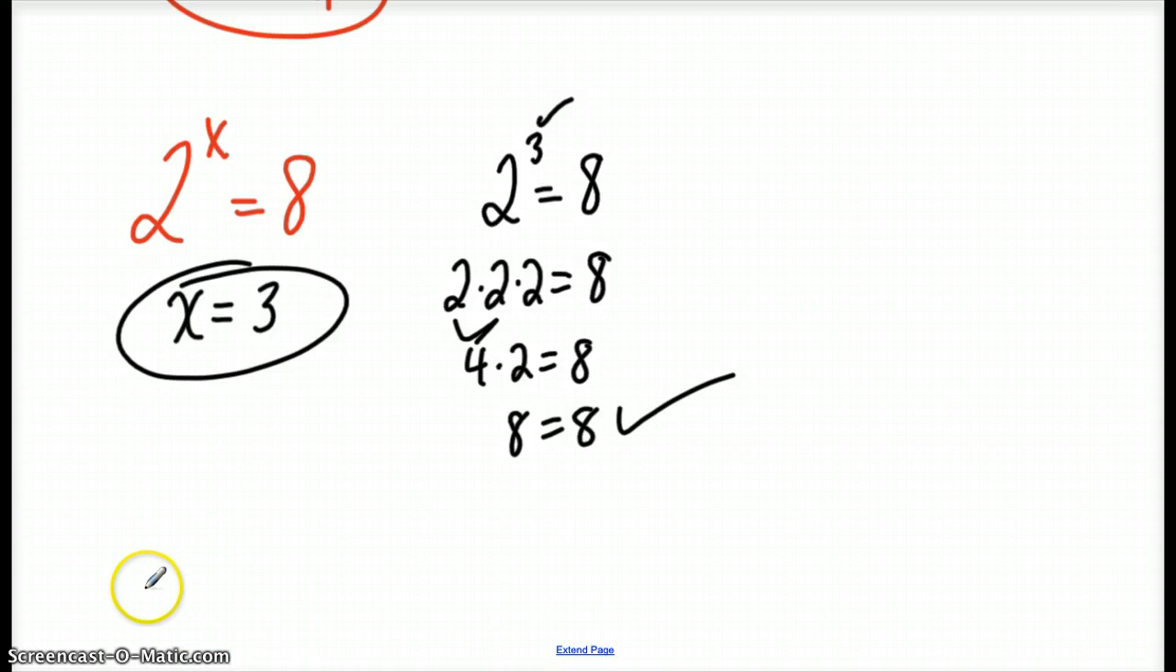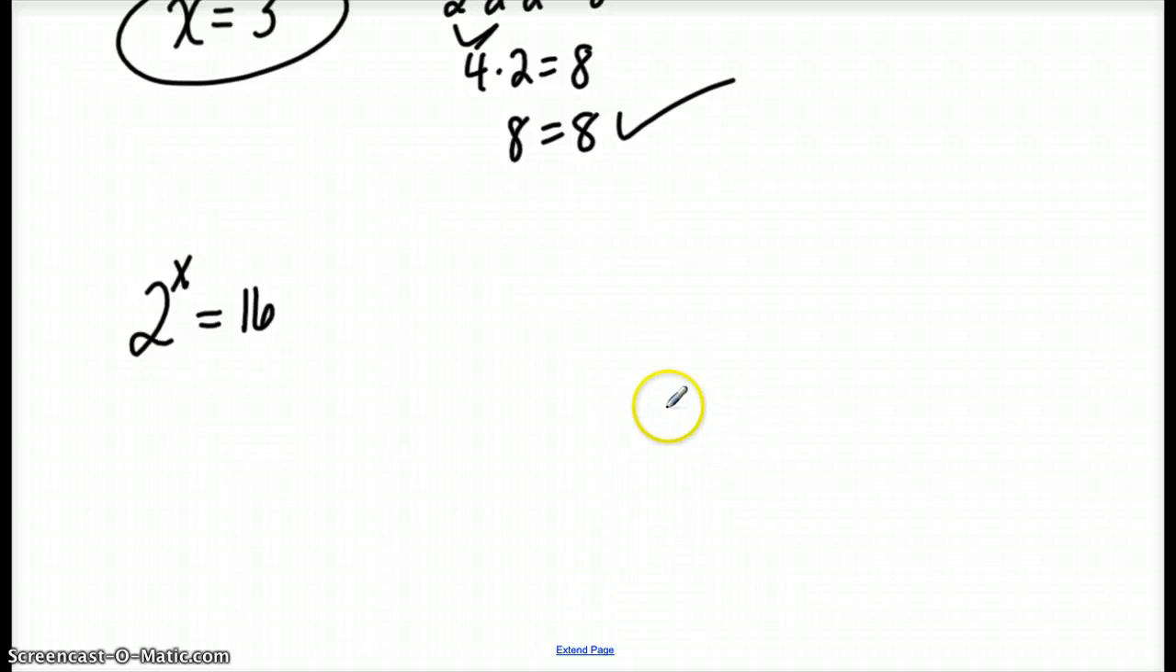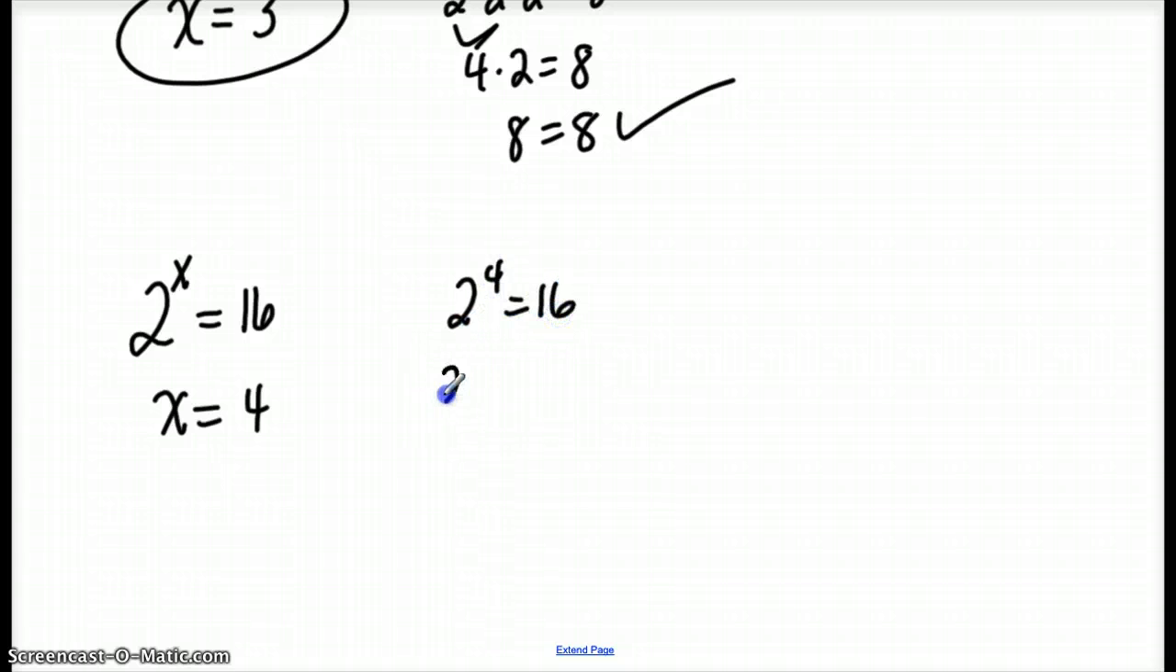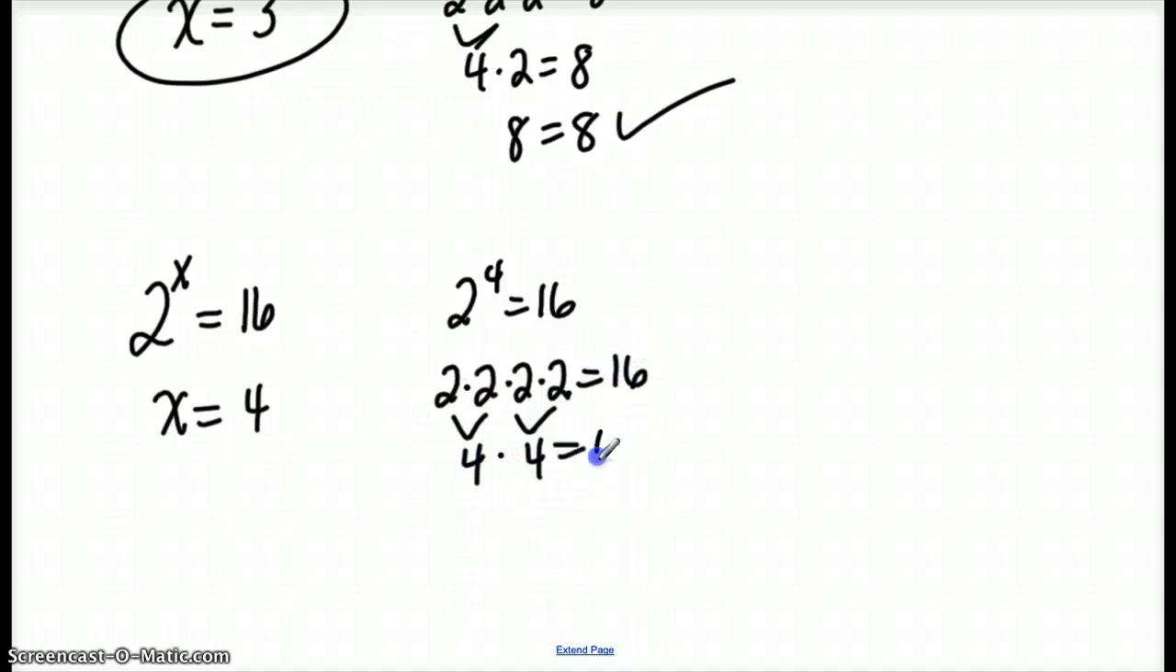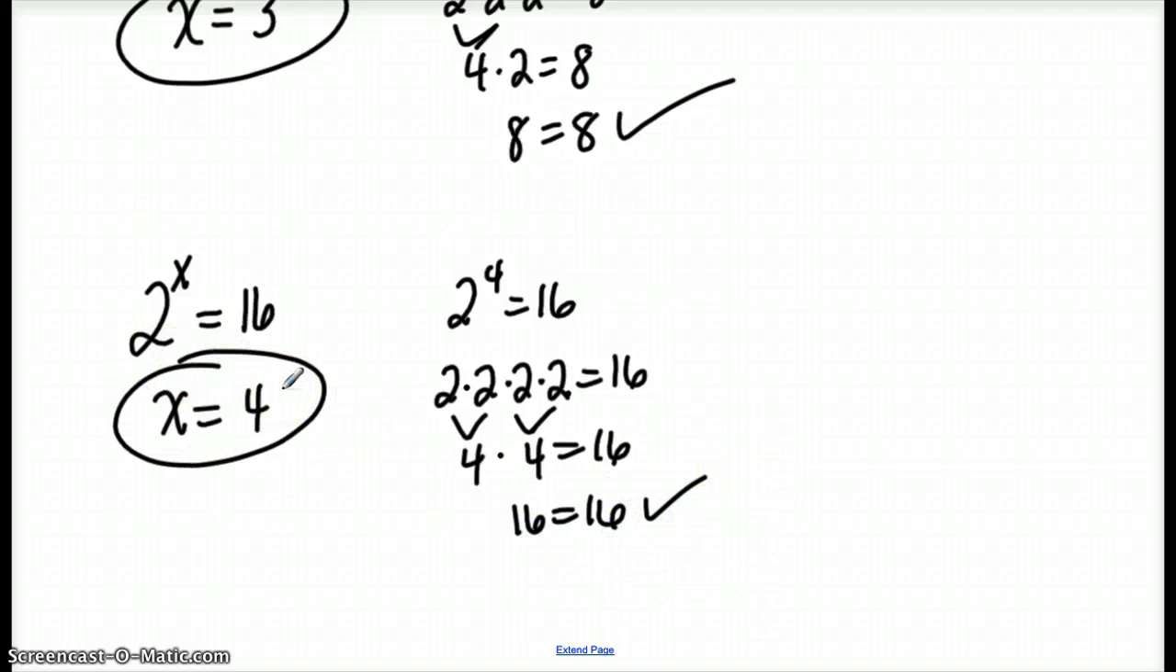Well, what about this one? 2 to the some power equals, and let's say 16. So 2 to what power should give you 16? You should be able to do that one in your head. And that should be x equals 4. If you check it, 2 times 2 times 2 times 2 would be 4 times 4, which is 16. So it checks, so this is your solution.